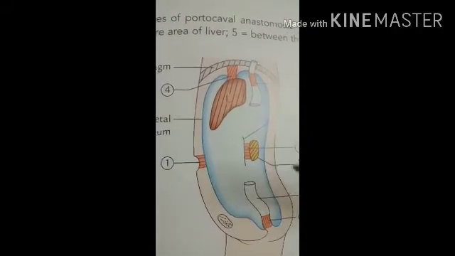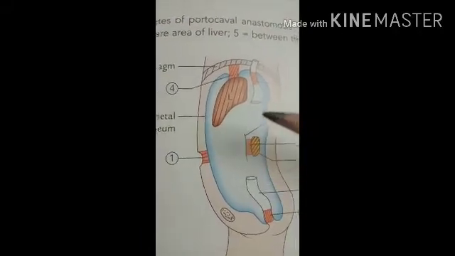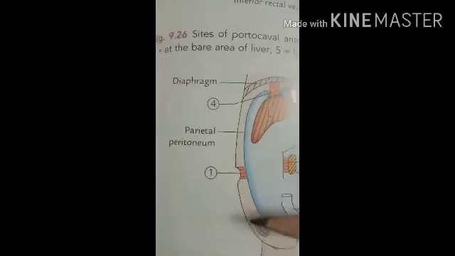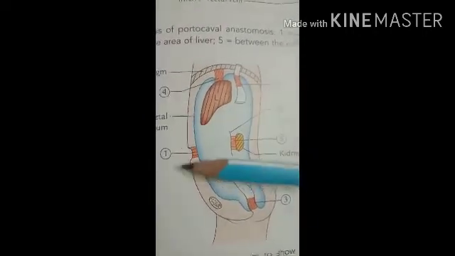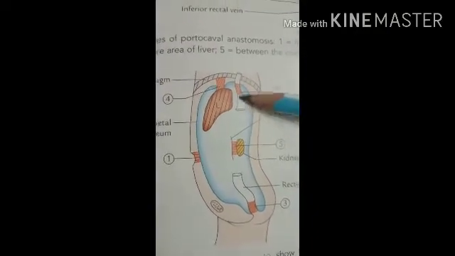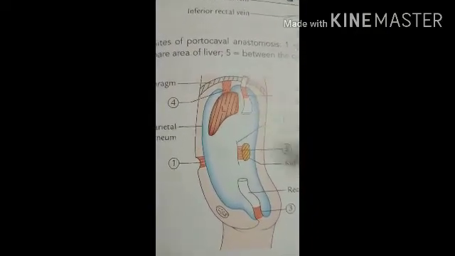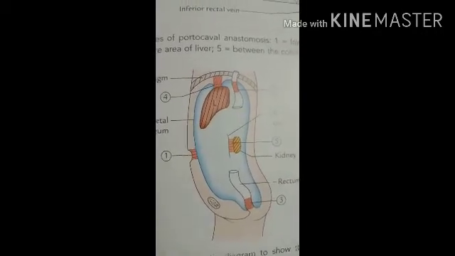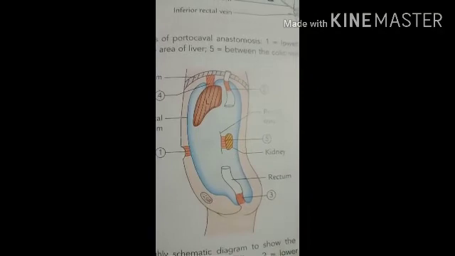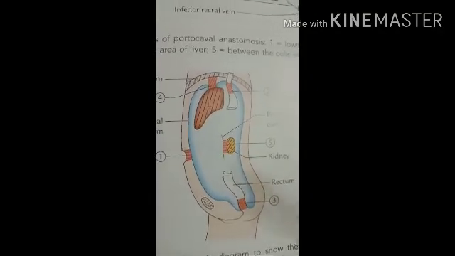Out of these, the first 3 are the important ones: first is near the umbilicus, second is the lower part of the esophagus, and third is the anal canal. So these are the important portocaval anastomoses.